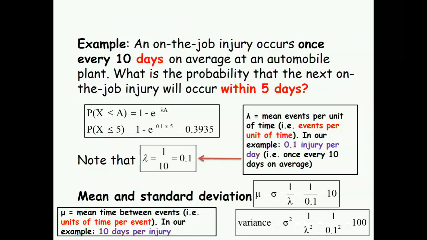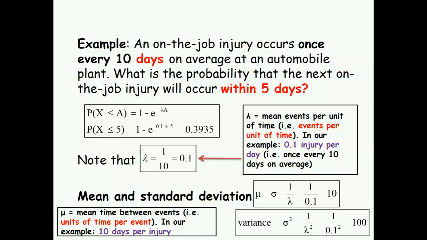the whole of this. So the first thing that we have to do, A is the question, so we have to apply this formula, but lambda must be calculated. Lambda is the mean number of events, the mean occurrences per unit of time. Events per unit of time. In our example, 1 every 10 days. So the mean value is 0.1.